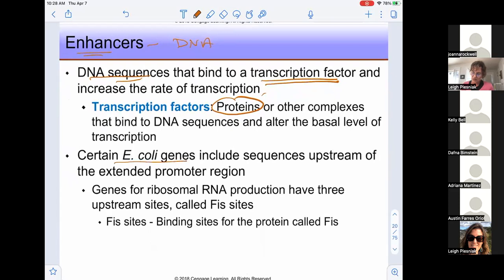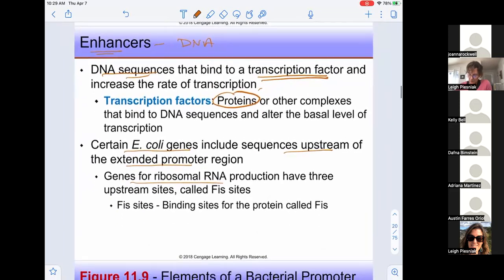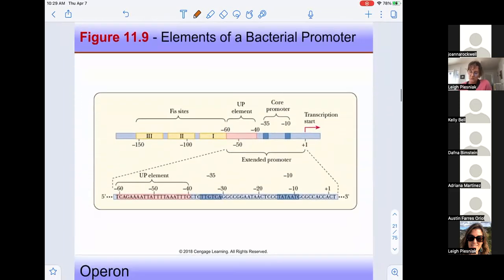So some E. coli genes have sequences that are upstream of the promoter region. So remember, promoters are DNA, enhancers are DNA, transcription factors are protein. And the genes that are involved in ribosomal RNA synthesis have enhancers called Fis sites. And those Fis sites bind a protein called Fis for activating transcription.